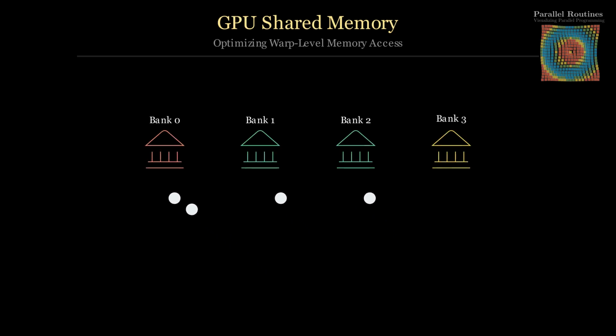Now observe what happens when multiple threads request the same bank. 2 customers are waiting at bank 0, forcing serialization. Even though banks 1 and 2 are serving their customers in parallel and bank 3 sits idle, the overall warp is bottlenecked. The GPU must serve these conflicting requests sequentially, multiplying the access time by the number of conflicts. This is a bank conflict, the enemy of shared memory performance.